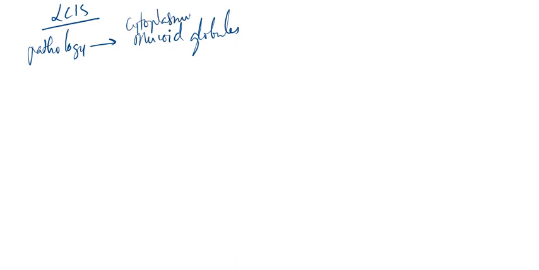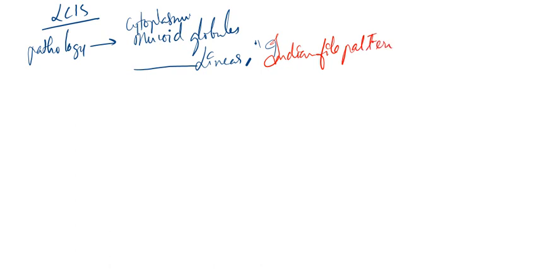And what is the histological hallmark of LCIS? The tumor cells are arranged in a linear pattern. That is why it is also known as, I will write with red ink, Indian file pattern, which is considered to be the histological hallmark of LCIS. Okay. Now what are the findings in mammography?